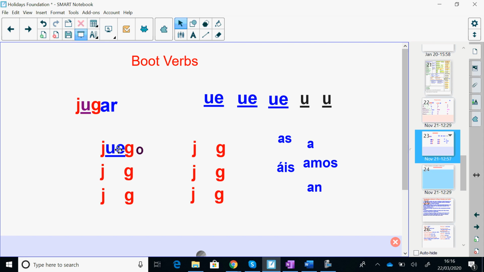How do you say you play, do you think? It's going to be the endings. If you remember, you've got a few ones. Any ideas which one it would be?